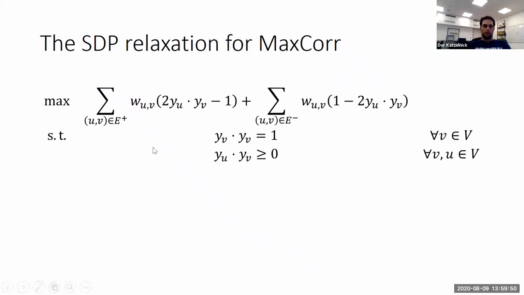So if you look at the objective here, for a plus edge, if two nodes are in the same cluster, then this will be 1, and we will gain the edge's weight. And if they are in different clusters, this will be -1, and we will pay the edge's weight. So this is exactly either the agreement or the disagreement. Okay, so this is the relaxation for the problem.